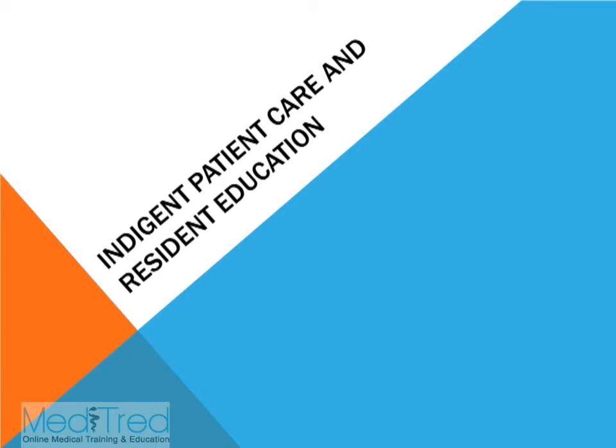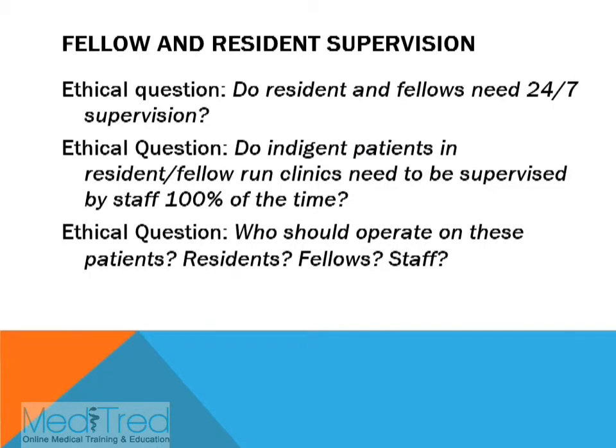So the real question here, the ethical question that we should ask in terms of ophthalmology residency training, is indigent patient care. Restricting learning to indigent patients, is this an ethical way of training? Do residents and fellows need 24/7 supervision while they perform the surgeries and learn in the process on these indigent patients? Do indigent patients, i.e. the poor patients in the society, in resident and fellow run clinics need to be supervised by staff 100% of the time? And who should operate on these patients, residents, fellows, or staff? Meaning that do these indigent patients have the right to pick the surgeon based on their experience?